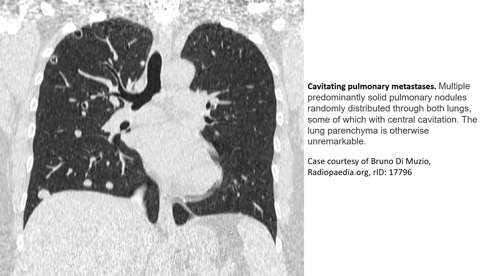And this is the cavitating pulmonary metastasis. As we can see, multiple predominantly solid pulmonary nodules randomly distributed through both lungs, some with central cavitation. The lung parenchyma is otherwise unremarkable.